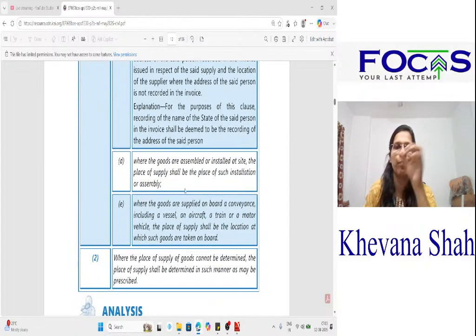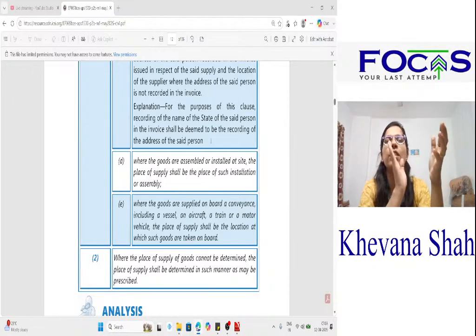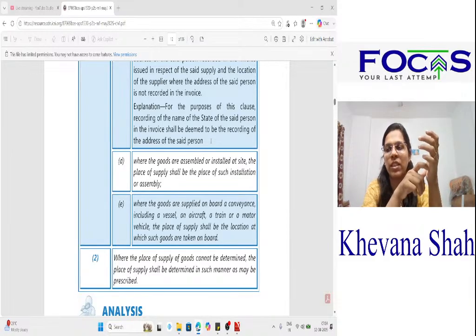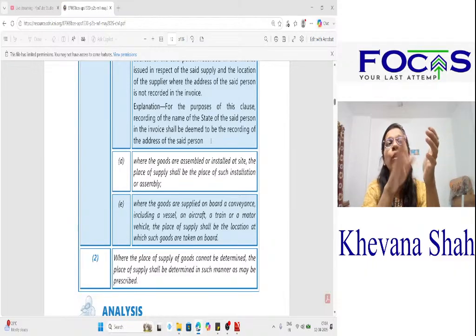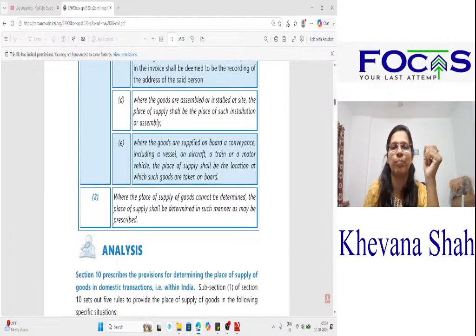And for the purpose of this clause, recording of the name of the state of the said person in the invoice shall be deemed to be the recording of address. So in case you don't have the entire address, but you have just the name of the state of that person who is unregistered to whom you are providing the goods, then in that case even that will do, and that state will be considered as your place of supply.